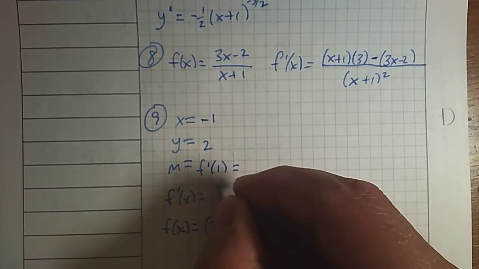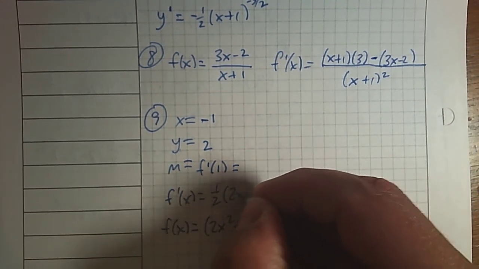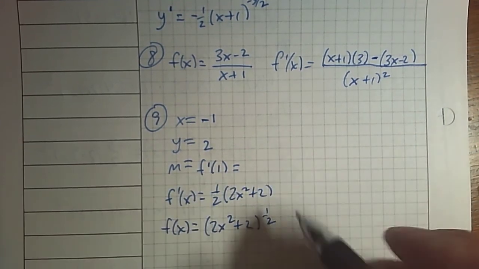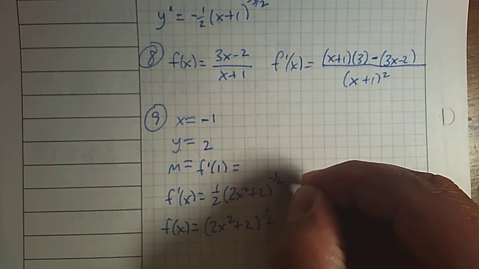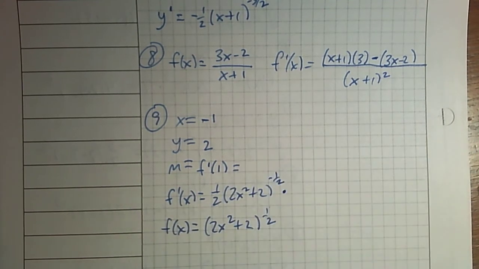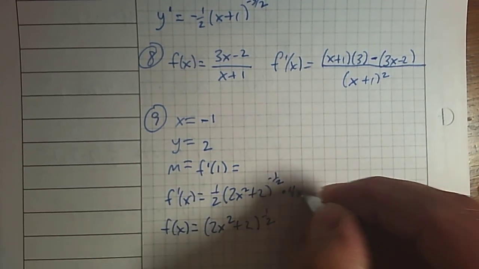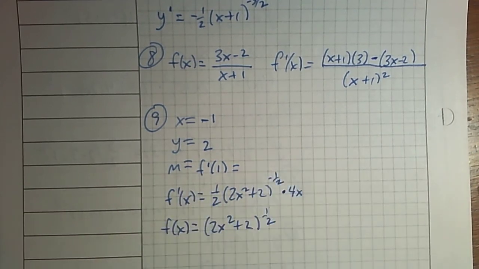Then I can do the derivative shortcuts. It's 1/2 times 2x squared plus 2. Subtract 1. That's 1 take away 2, that's negative 1/2. Then do we have a hook or a chain? So the derivative of the base, 2 times 2, that's 4x. So there is the derivative.